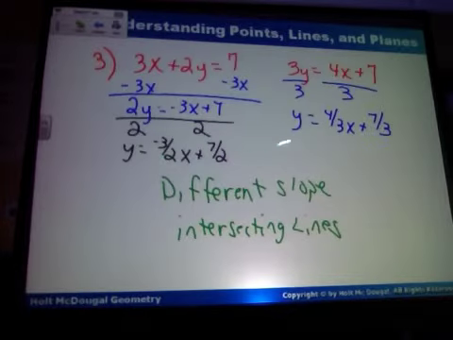Now, notice how they have different slopes. If they have different slopes, these lines are intersecting lines. Different slopes means eventually they're going to intersect.